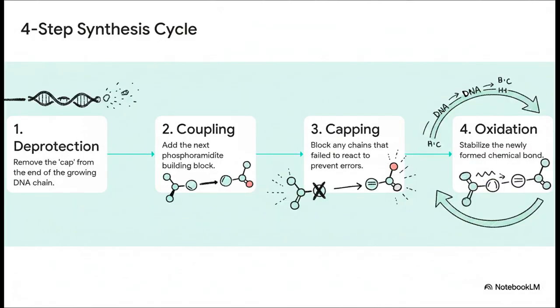First, deprotection. A chemical snips off the protective cap from the end of the chain, opening it up for the next letter. Second, coupling. You add the next phosphoramidite, and that rocket fuel chemistry instantly forms the new bond. Third, capping, and this is a clever quality control step. Any chains that failed to grow are permanently blocked off so they can't cause errors later. And finally, oxidation. That new, unstable bond is converted into the stable, natural form found in DNA. Then, the cycle just starts all over again for the next letter.